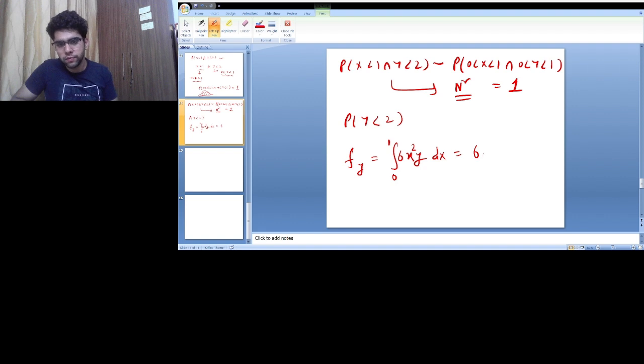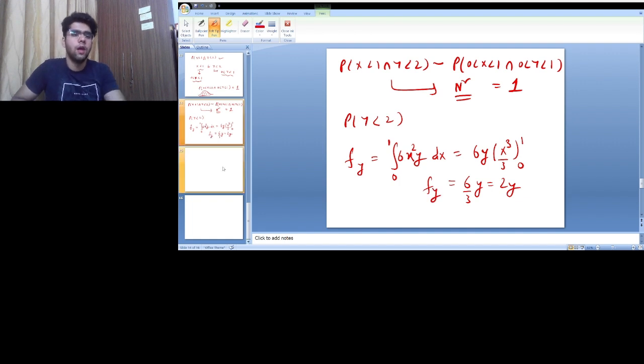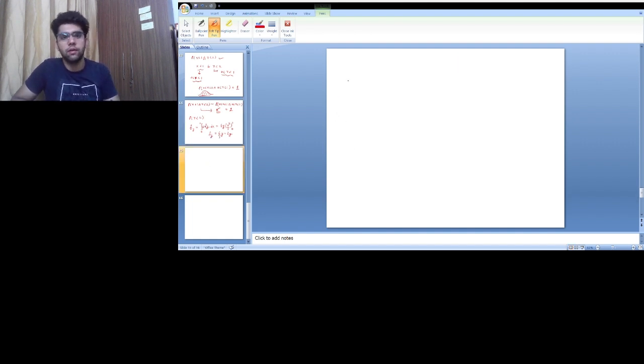So 6 comes out, y is also a constant, so it comes out, and x squared becomes x cubed by 3, and my limits of x are 0 to 1, so this gives me 6 upon 3 into y, which gives me 2y. So my f of y is 2y. This is my PDF for y, where y lies between 0 and 1.